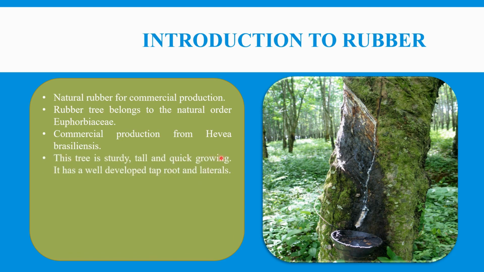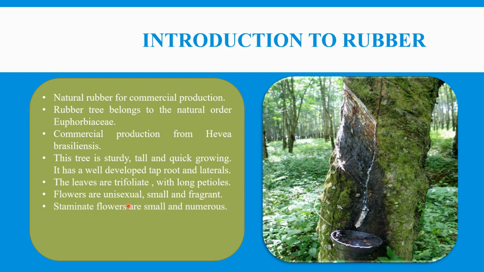If you talk about the roots, it develops a tap root system and laterals, which is very important for growth. Coming to the leaves, leaves are trifoliate with long petioles. Flowers are unisexual, small and fragrant. The staminate flowers are small and numerous, and pollination is by insects. The latex vessels are present in all parts of the tree except in the wood.